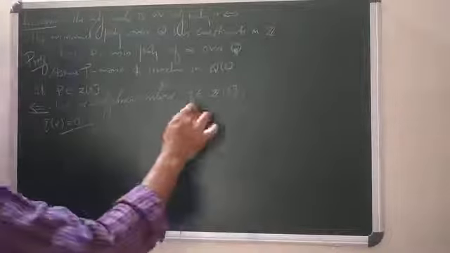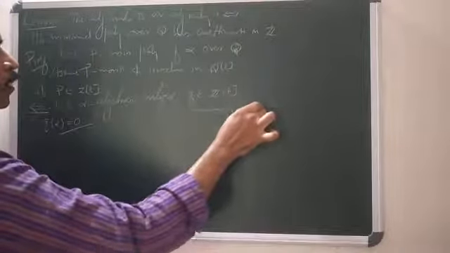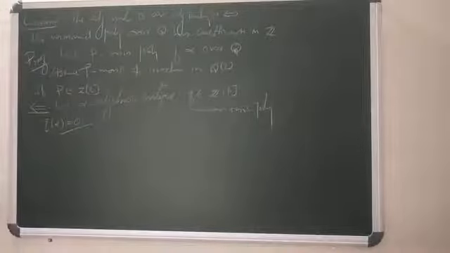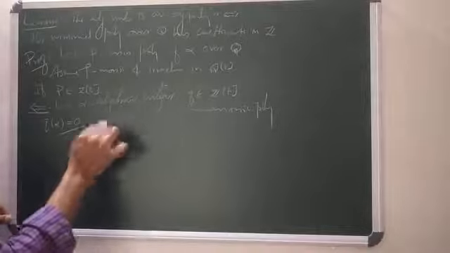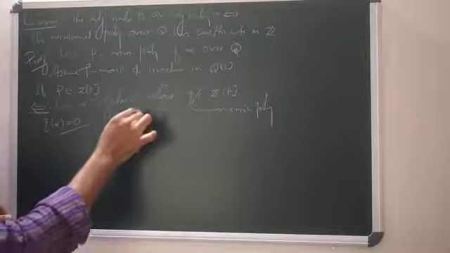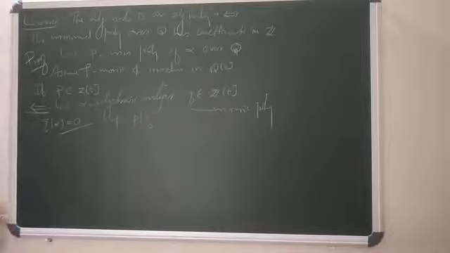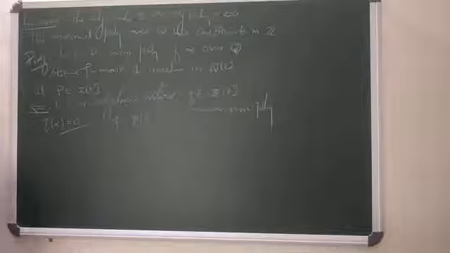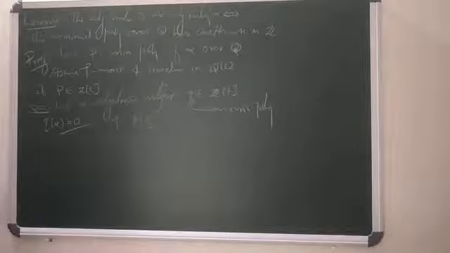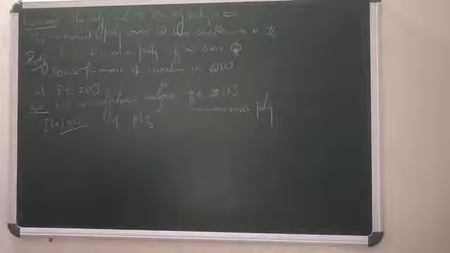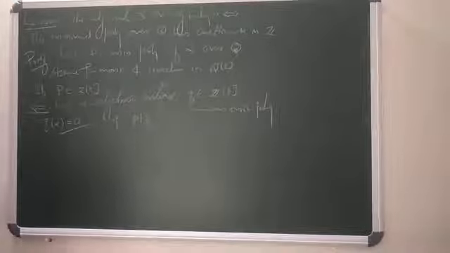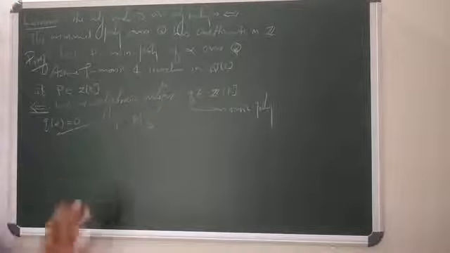Q is a monic polynomial in set T with Q of alpha equals 0, and P divides Q, where P is the minimal polynomial of alpha over Q. That alpha is an algebraic integer means there exists a monic polynomial Q of t in set T with Q of alpha equals 0, and let P be the minimal polynomial of alpha over Q. Then clearly P divides Q.